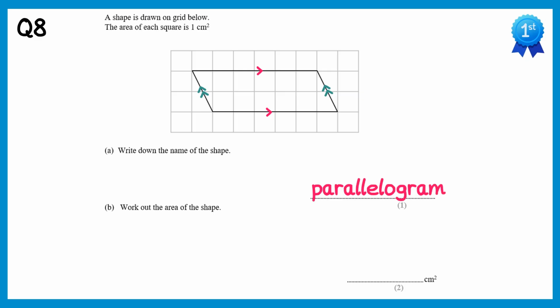For the second part of the question, we need to work out the area of this shape. To work out the area of a parallelogram, you need its base and its perpendicular height. So we can count the squares for the base, that's 6, so it's 6 centimeters along the bottom. And the height of the shape is 2 squares, so it's 2 centimeters. So all we need to do is 6 times 2, which gives you 12 centimeters squared.